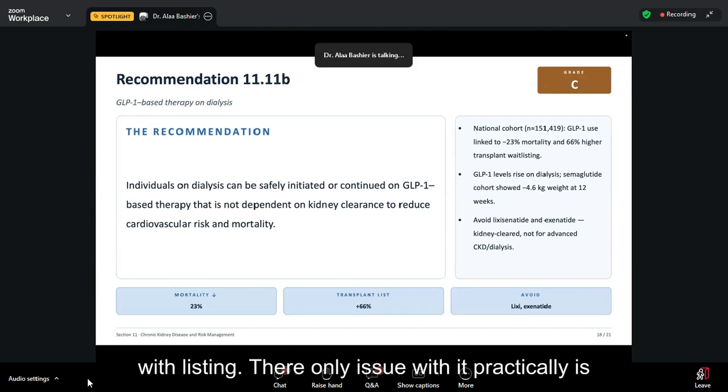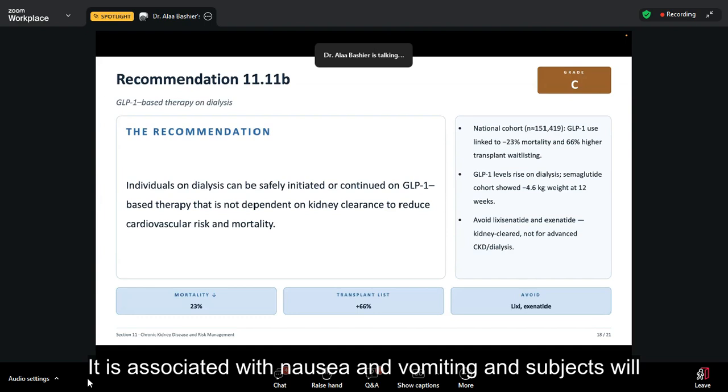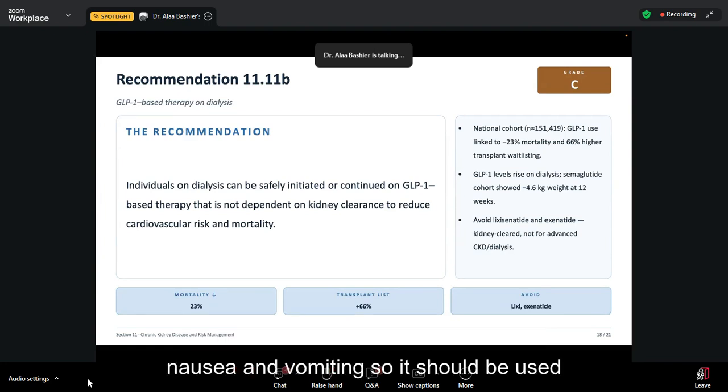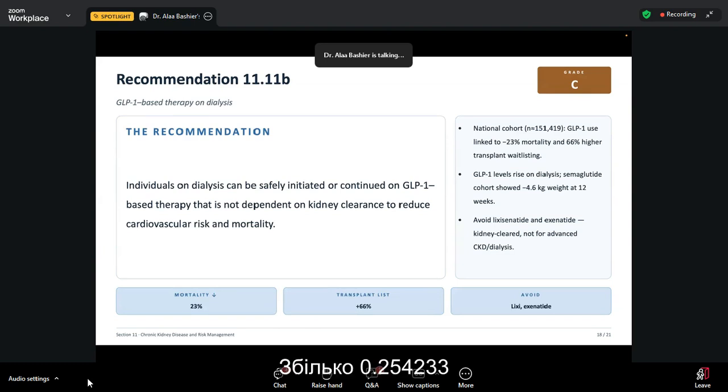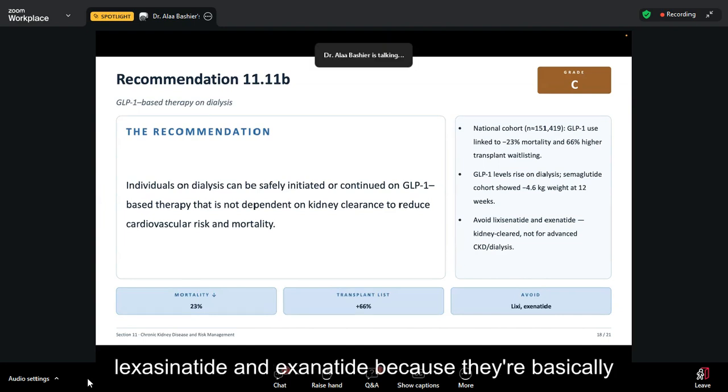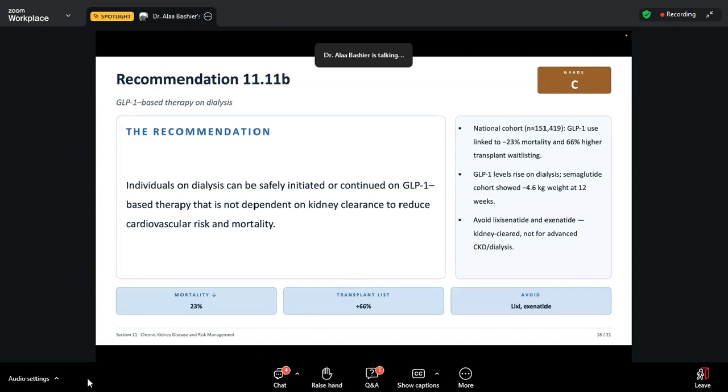The only issue with it practically is it is associated with nausea and vomiting, and subjects with diabetic kidney disease or end stage or dialysis patients usually do have nausea and vomiting. So it should be used cautiously. You need to up titrate the dose slowly, maybe 0.25 for 2 or 3 months. And then you go for the next dose, which is 0.5 and higher. The recommendation here is to avoid lixisenatide and exenatide because they're basically cleared by the kidney and they actually accumulate in the blood, increasing the side effects.